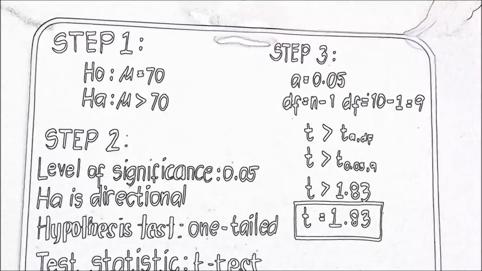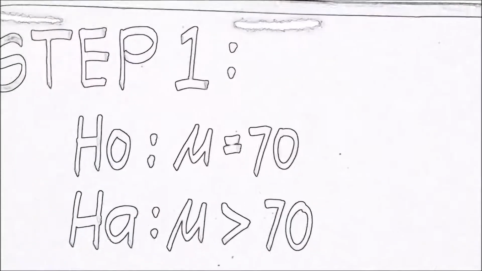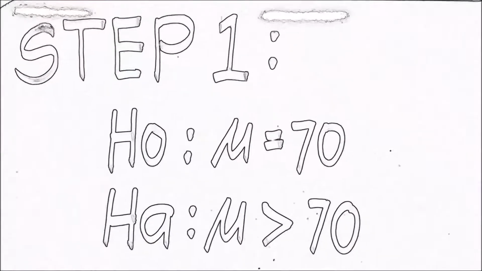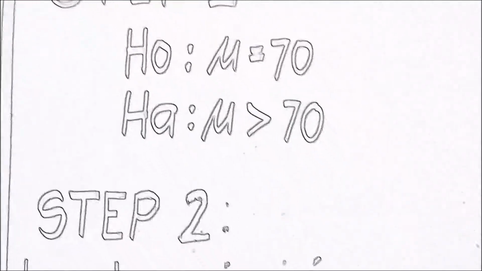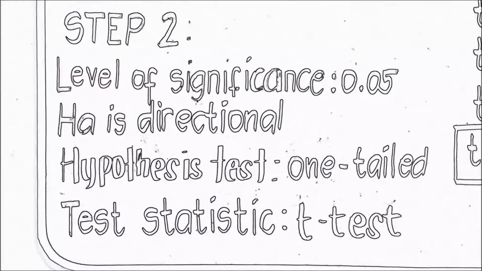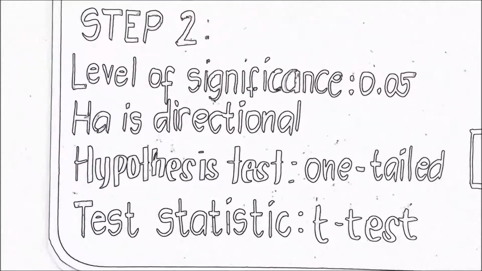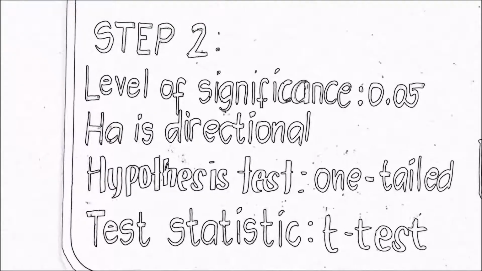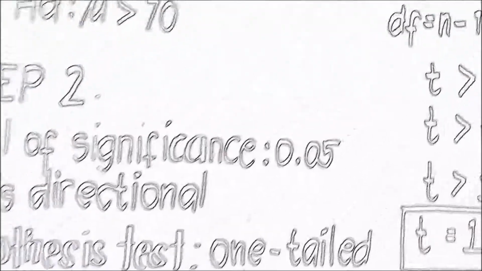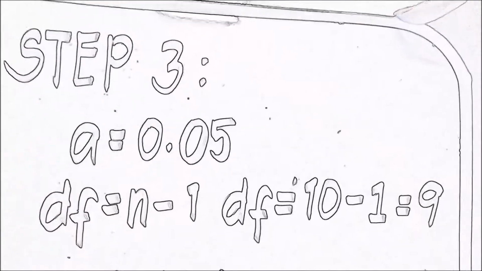For step 1, our null hypothesis is a mean equal to 70. Our alternative hypothesis is a mean greater than 70. In step 2, our level of significance is 0.05. Our HA is directional, the hypothesis test is one-tailed, and the test statistic is a t-test since our n is lesser than 30.